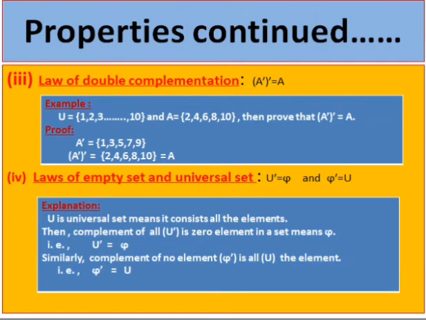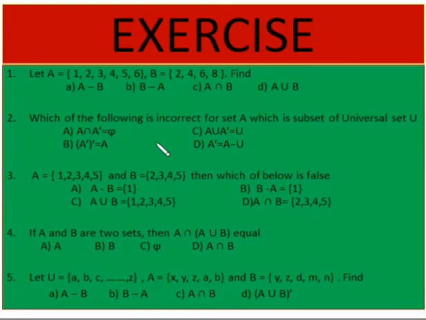Now come to some exercise examples. Let A be 1, 2, 3, 4, 5, 6 and B be 2, 4, 6, 8. What is A minus B? We remove the common elements 2, 4, 6 and get 1, 3, 5. B minus A, we remove 2, 4, 6 and get only 8. A intersection B has the common elements 2, 4, 6. A union B, we join both sets: 1, 2, 3, 4, 5, 6, 8.